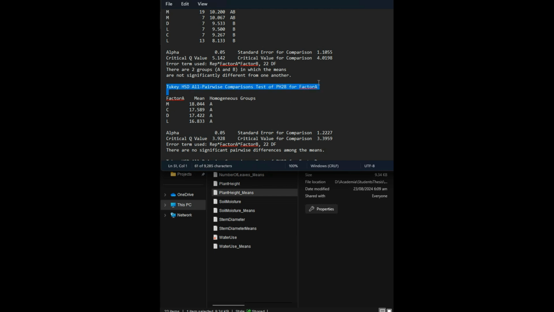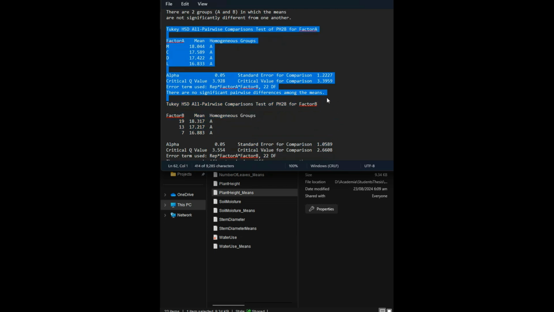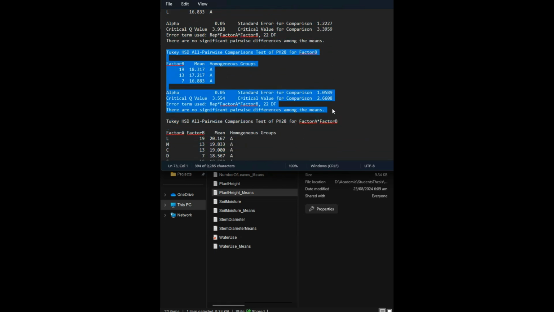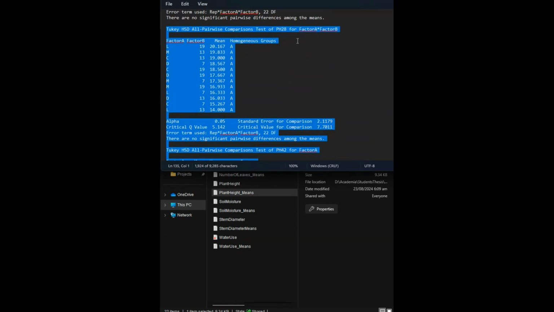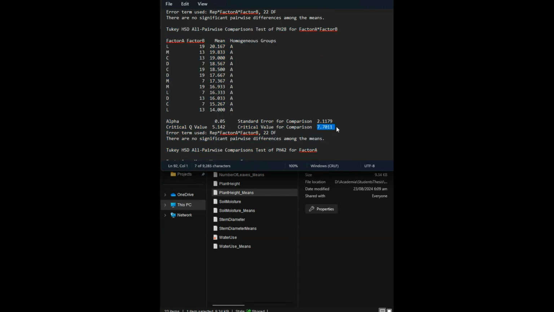This is for factor A. This table is for factor A at 28 days after planting. This table is for factor B at 28 days after planting. And the interaction is here, the next table for 28 days after planting. So always there is the critical value for comparison, which is the HSD value. So all the best. I think that is what I can say about this.